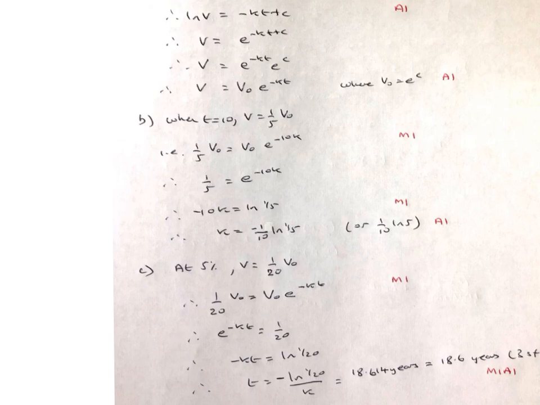In part B, we're told after 10 years the value is a fifth v0, so let's put that in there. T is 10, v0's cancel, and then we get k is that or that. A fifth is 5 to the minus 1. That's obviously easier, but this will do as an answer.